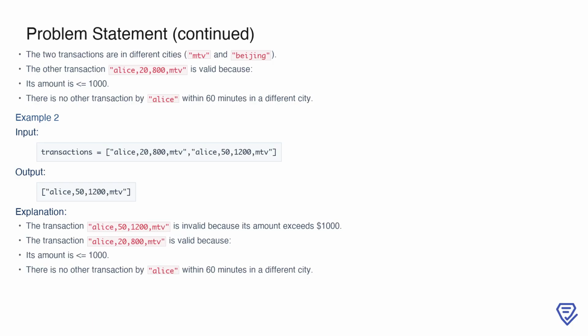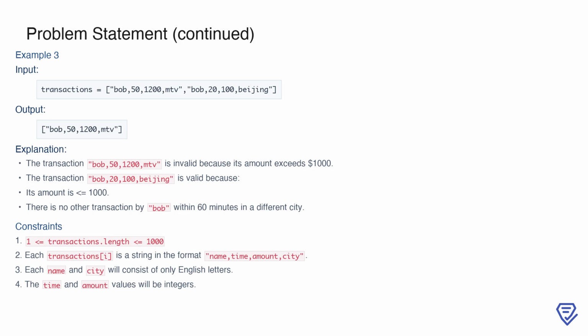In another example, consider Alice 2800 MTV, Alice 1200 MTV. Here, the second transaction is invalid because its amount exceeds $1,000, while the first transaction remains valid since it satisfies all the conditions.